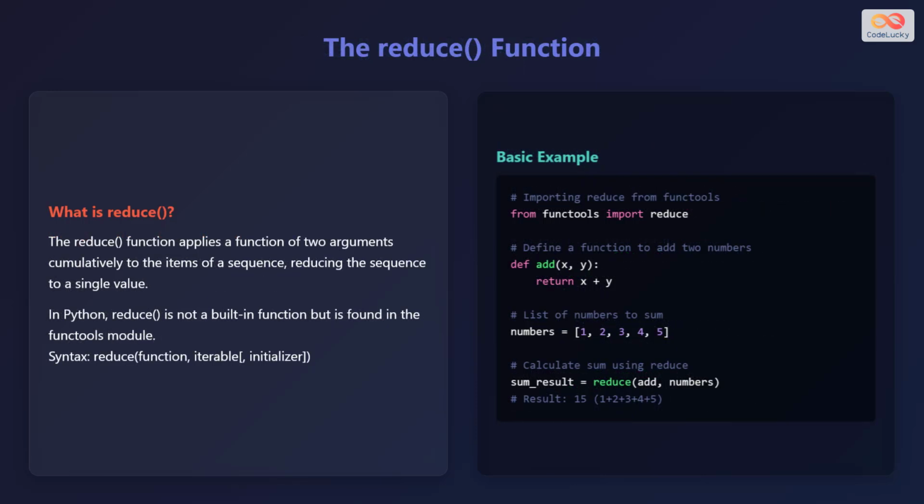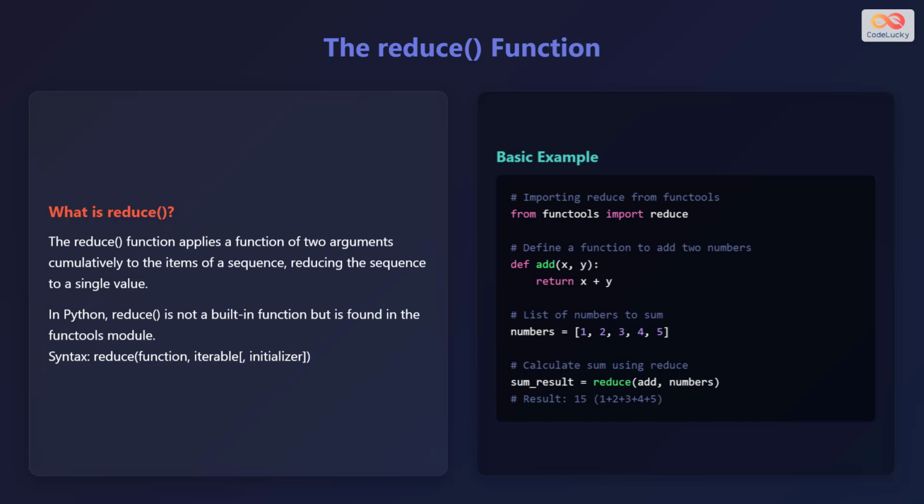Now let's move on to the reduce function. The reduce function applies a function of two arguments cumulatively to the items of a sequence, reducing the sequence to a single value. In Python, reduce is not a built-in function, but it is found in the functools module. The syntax is reduce, then the function, the iterable, and an optional initializer.